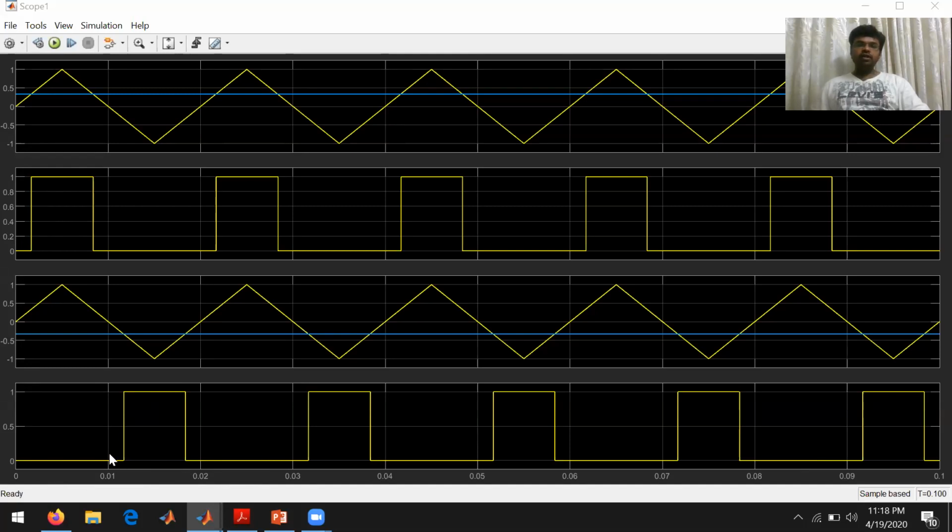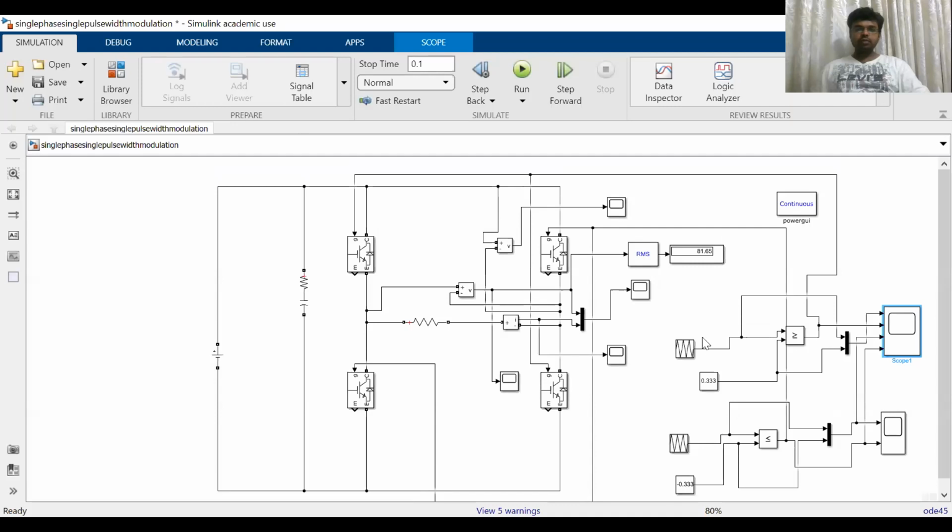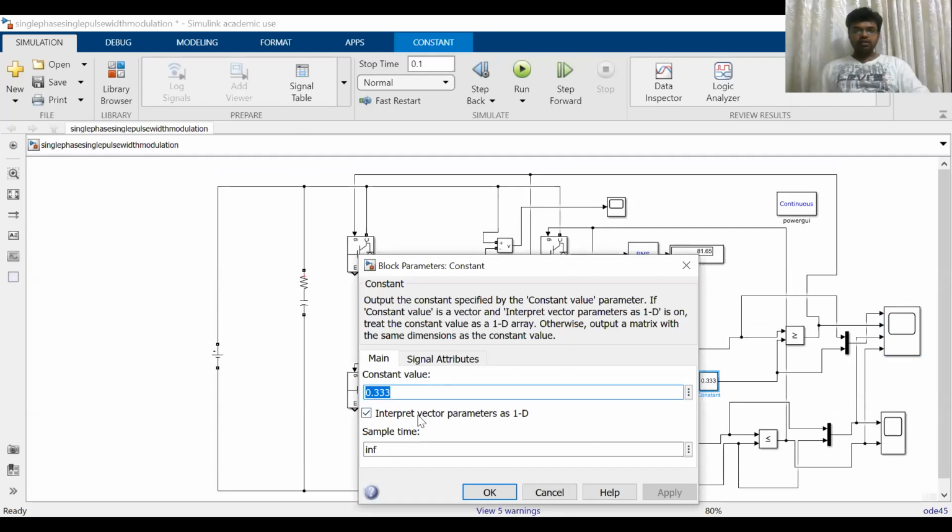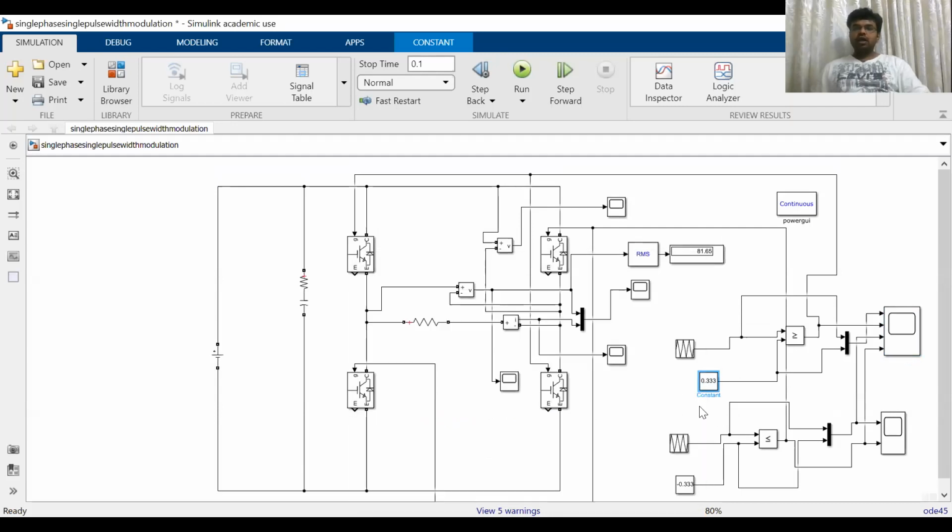And how am I generating the pulses? By taking one triangular wave, which is called the carrier wave, and one constant wave, and finally I am getting the pulse. So how do we get this constant magnitude? I have given here some 0.333. Why am I substituting 0.333?